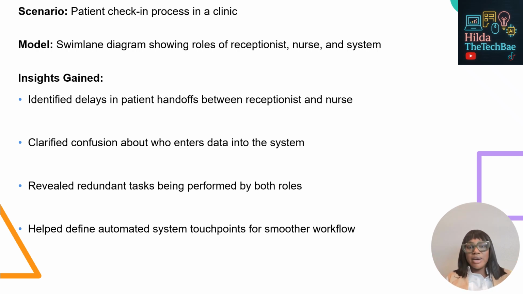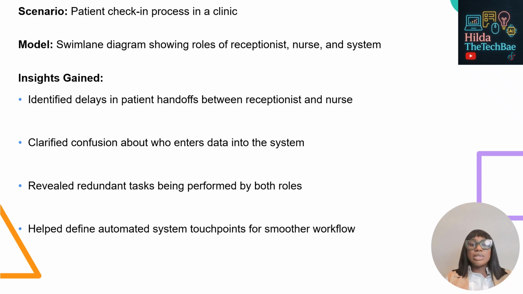So I created a swim lane diagram. In this diagram, I separated the process across 3 swim lanes. One swim lane was for the receptionist, one for the nurse, and one for the clinic's check-in system. As I mapped out the steps, I noticed there were several issues. For example, patients were waiting too long because the nurse wasn't notified promptly after check-in. I also saw that both the receptionist and the nurse were entering patients' details into different systems, creating duplications. The diagram helped me visualize where the overlaps and the delays were coming from.